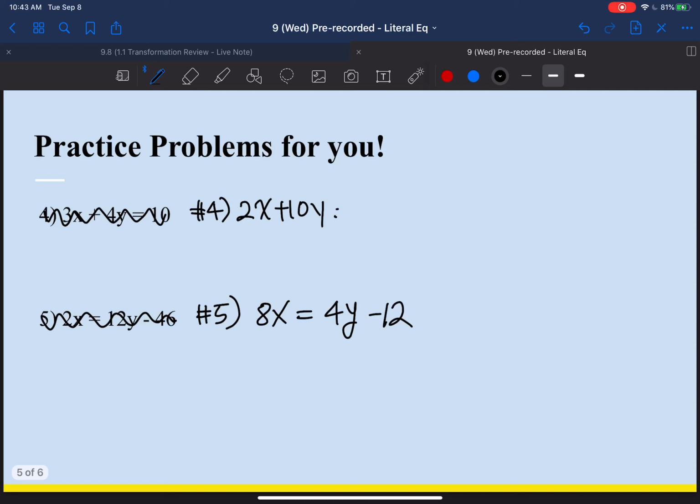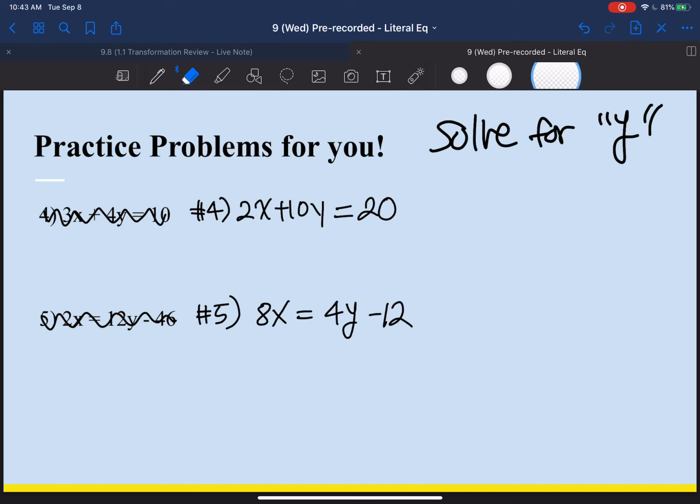Practice problems for you. Number 4, 2x plus 10y equals, let's say, 20. And number 5, 8x equals 4y minus 12. I want you to solve for y. So these two are practice problems for you.